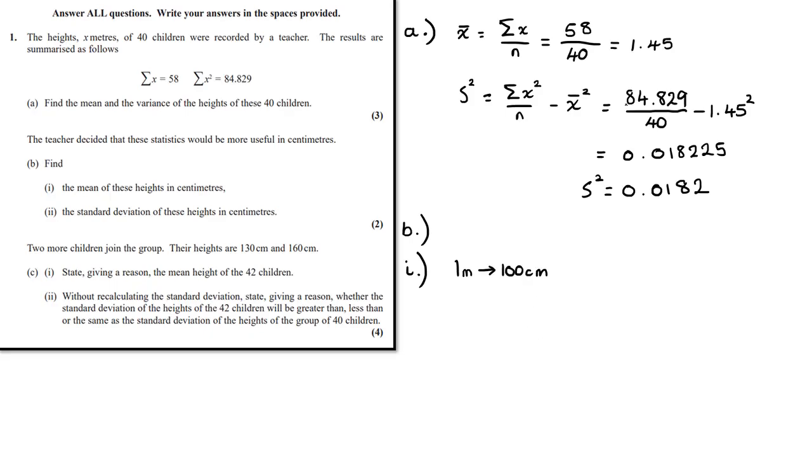If we know the mean height was 1.45 metres, then we just need to times this by 100 to give us our result in centimetres. So the mean height in centimetres will be 1.45 times 100, which gives us 145 centimetres. And clearly your answer should make sense. If you get something like 14.5, that's very, very small, less than a standard ruler, so clearly that's not the mean height. And if you get, say, 1,450, again, that's ridiculous.